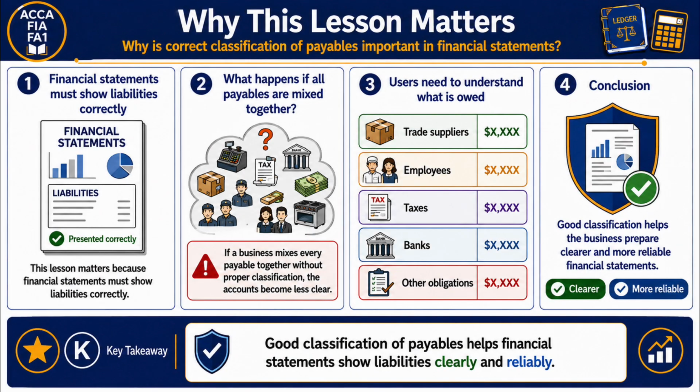Why does this lesson matter? This lesson matters because financial statements must show liabilities correctly. If a business mixes every payable together without proper classification, the accounts become less clear. Users of financial statements need to understand how much is owed to trade suppliers, how much is owed to employees, how much is owed for taxes, how much is owed to banks, how much is owed for other obligations. Good classification helps the business prepare clearer and more reliable financial statements.